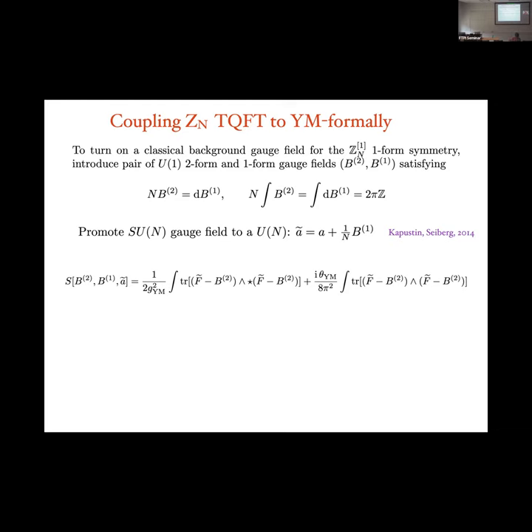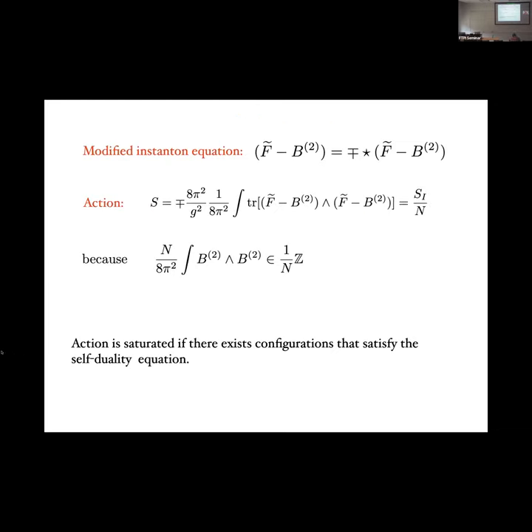Now, what does this do? One thing is that it looks like the instanton equation is modified, and if there exist configurations which satisfy this equation, then you can actually show that, first, I should say that the topological charge now is not quantized in units of integer, but it takes fractional values, 1/n. And the fractional nature comes along because of this property of the background two-form field. So if there exists a configuration which satisfies the self-duality condition, then the action is quantized in fractional units again.